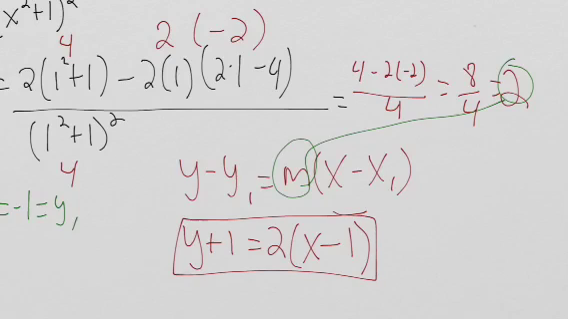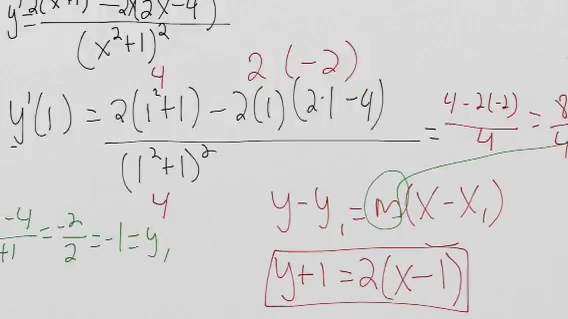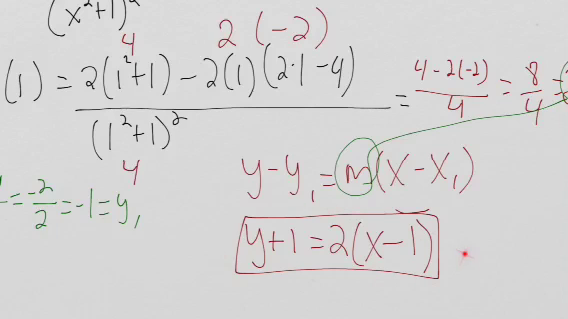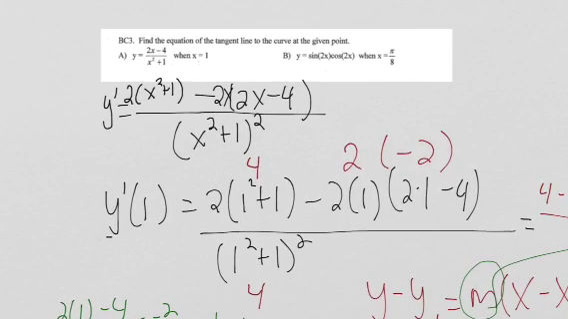If you were to plug this function into Desmos, in which case you'd have to move the plus 1 over here and make it negative 1, it'd be 2 times x minus 1 minus 1. If you were to plug that into Desmos, and then plug our original function into Desmos, this would just be the line that's tangent to the curve of this function at x equals 1.